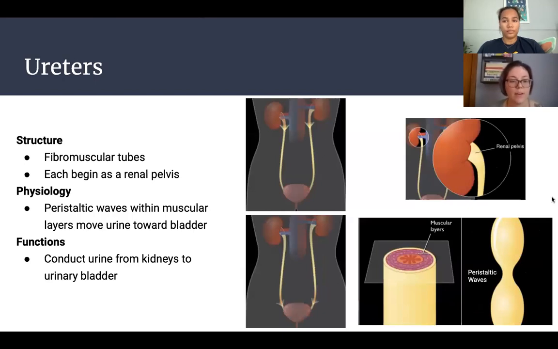Okay, next we have the ureters. They are fibromuscular tubes, and each of them begins at our renal pelvis. They move our urine towards the bladder through initiating peristaltic waves, which is just a contraction and relaxation of the muscles. So that's how the urine moves downward.